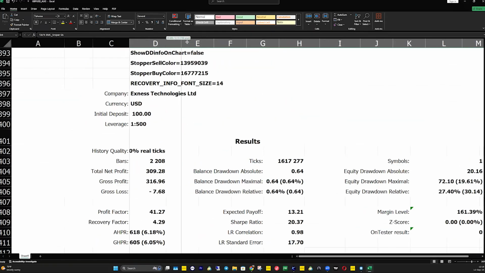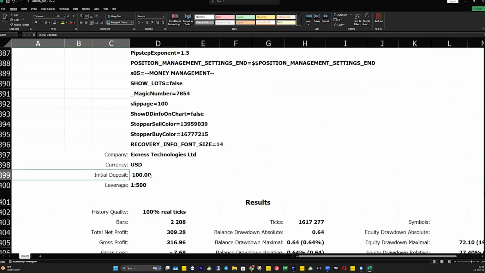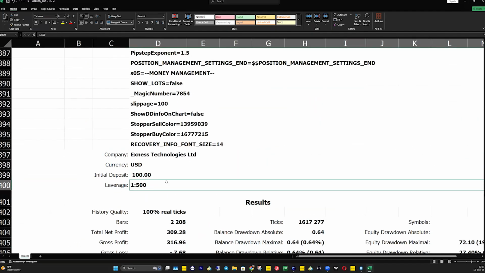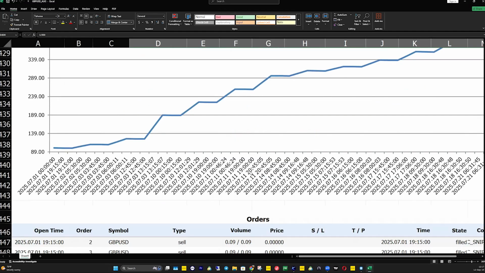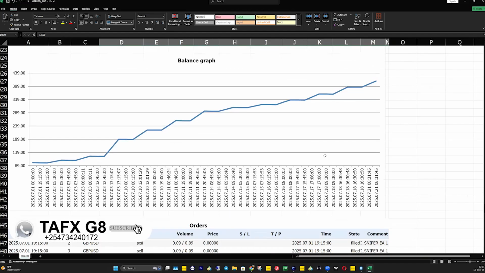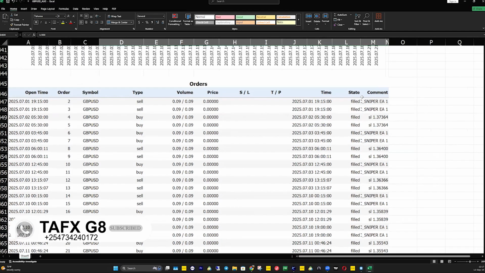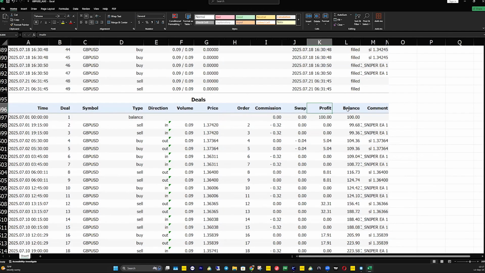If we scroll down there, let's see here, you can see total net profit 209, gross profit 160, 316. We have a deposit. You can see the deposit is $100. The leverage is 1:500. So if you scroll here, you can see the graph there. You can come to this point. Let me do this. Oh my, wow. Because I want you to see. Let's scroll down. We have a profit. We have a balance here.